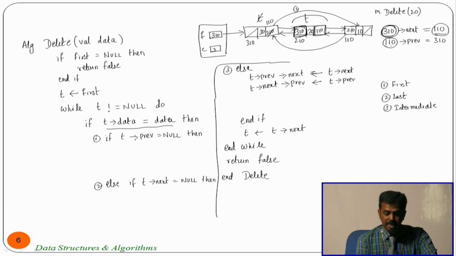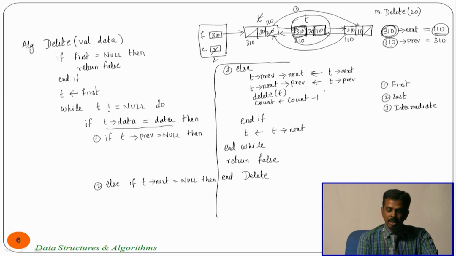Now, this memory is not needed. So, we can delete that T. So, just delete of the T. Then we have to reduce the size, so count is equal to what? Count minus 1. Then I have to return false, sorry, true. We have deleted the data successfully.